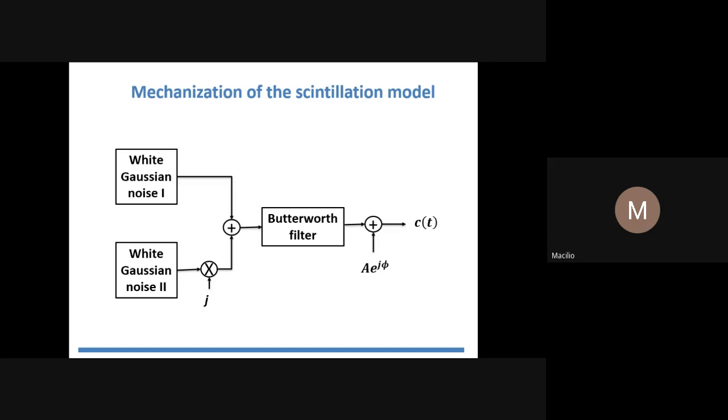Here I show a simple mechanization of this model. We need only two independent sources of white Gaussian noise. Then we generate the complex process at this point and pass it through this Butterworth filter. And finally, I add the specular portion, and we have the process CT.